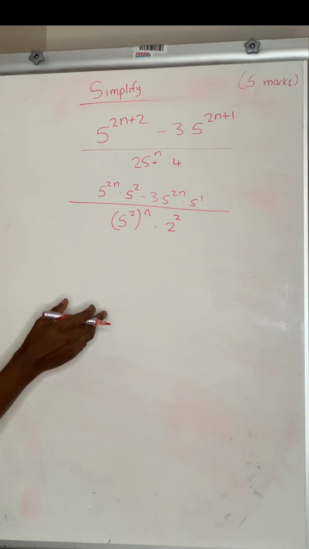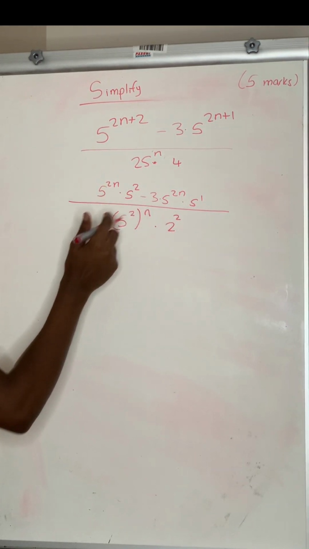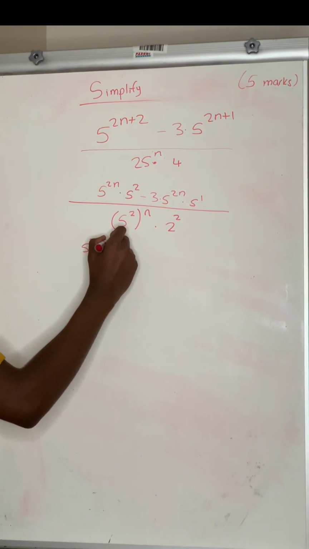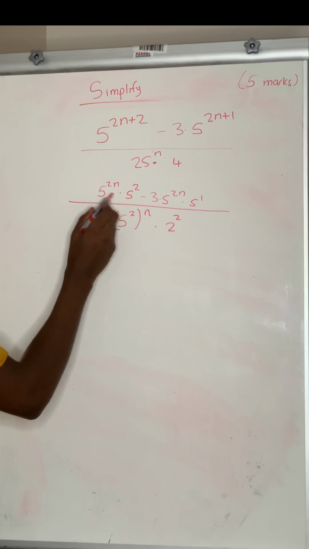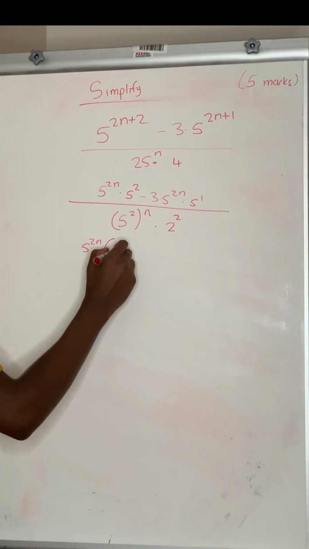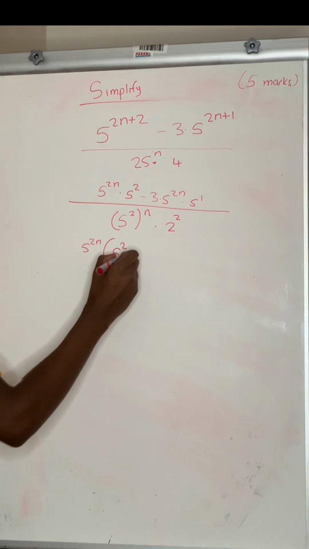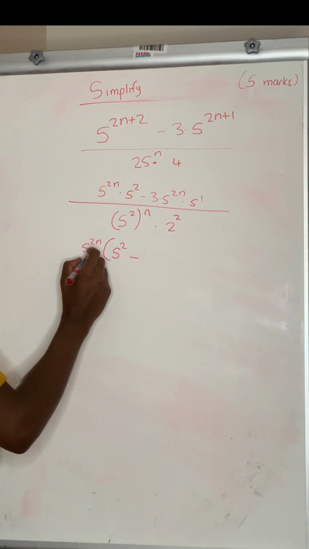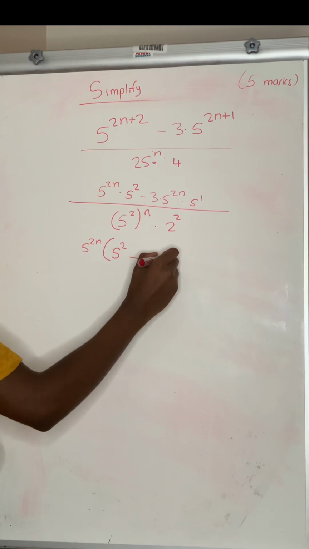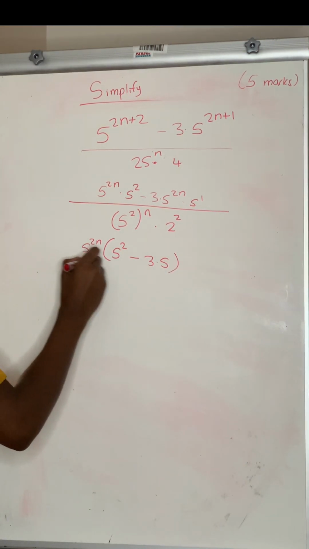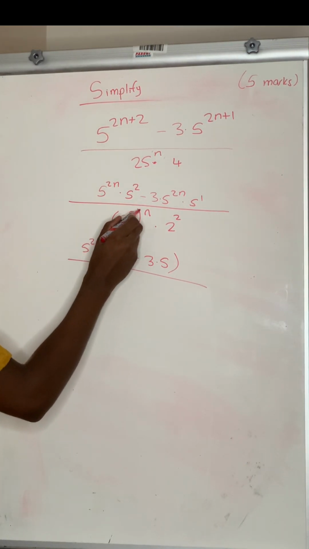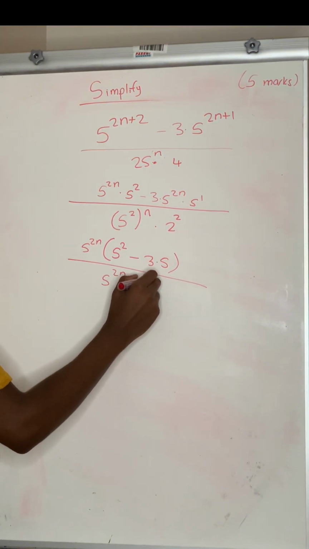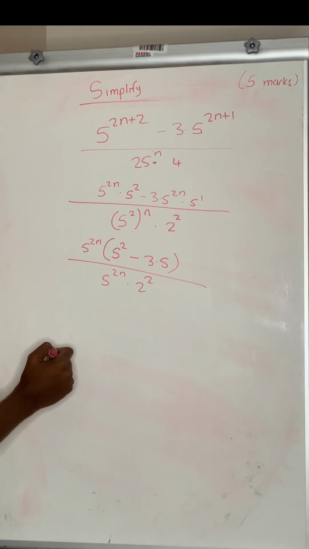And then on the numerator, there's a common factor of 5 exponent 2n, okay? Open brackets. All of this divided by 5 exponent 2n, you're going to be left with 5 squared. And then minus all of this again divided by 5 exponent 2n, you're going to be left with 3 times 5, and then divide all of that. 2 times n, it's going to be 5 exponent 2n times 2 squared, okay?